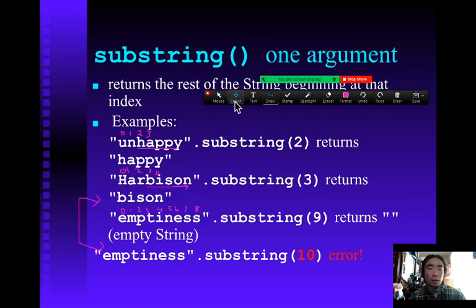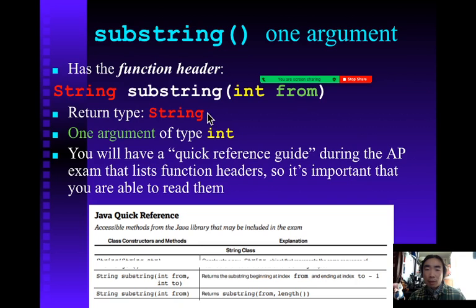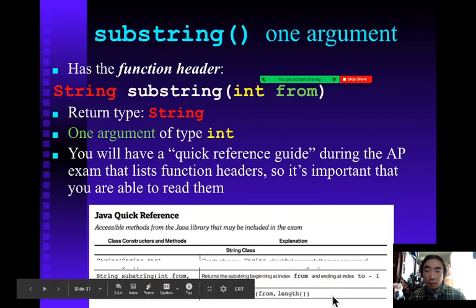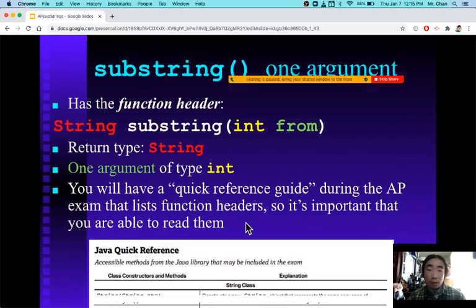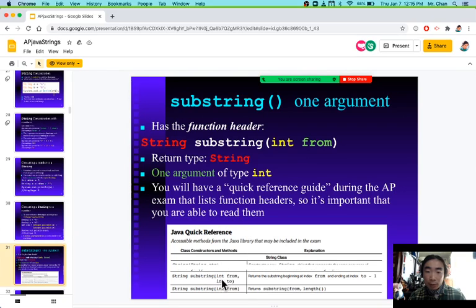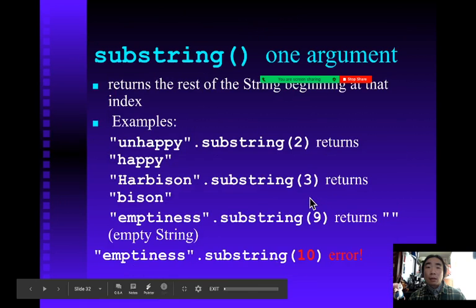It could be the inclusive exclusive idea. Let me go check. So let's go back here. Substring from, to this. Return substring beginning at index from, ending at index 2 minus 1. We'll see some more examples. Yeah, I think it's inclusive.